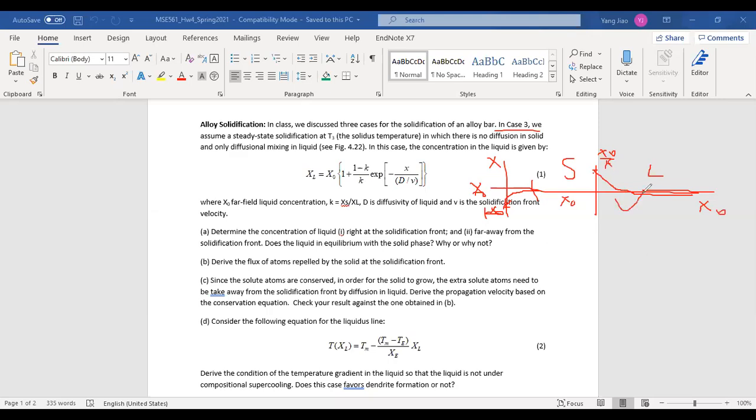And then this profile in here, basically, if you solve the diffusion equation, which we don't have to, you should get the composition of the liquid, which is this profile, given by this equation. And X is the distance away from the solidification front. So at the solidification front, you have X equals 0, and this is where we're going to start. With this, I think you're quite clear how we should answer these questions.